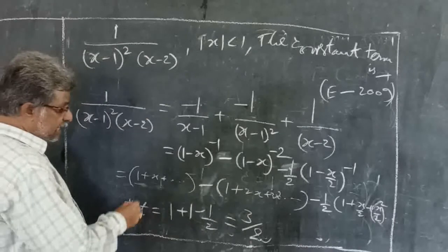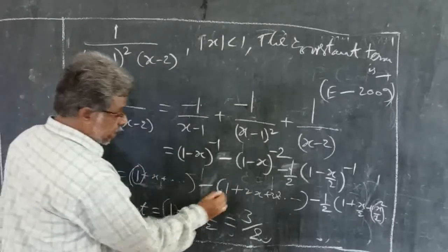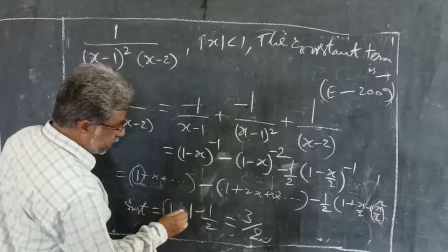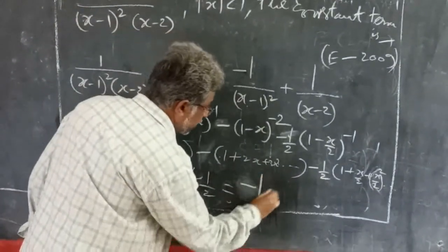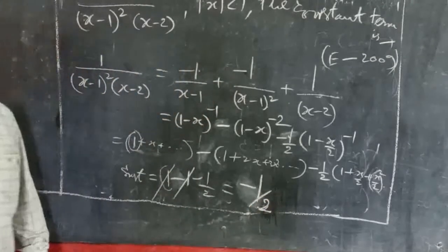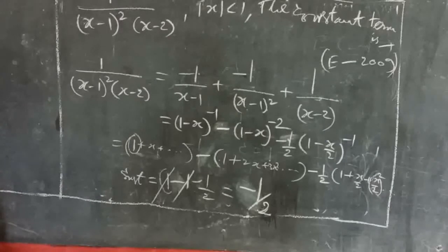Now I need the constant term. The constant term here is 1 and here is minus 1. Here is minus 1 and here is minus 1 by 2. Our final result is minus 1 by 2.